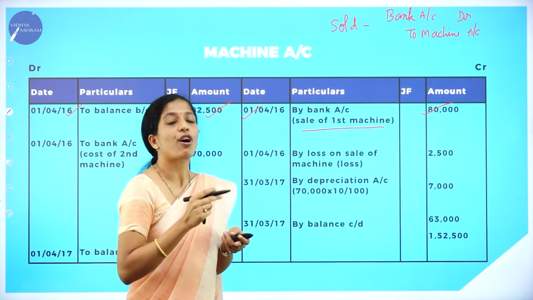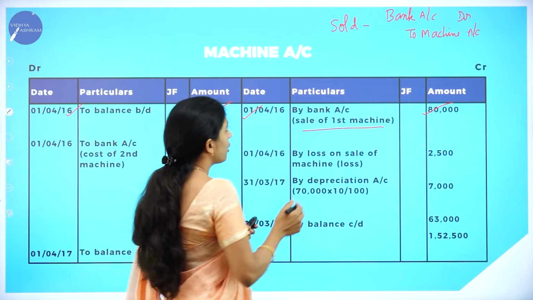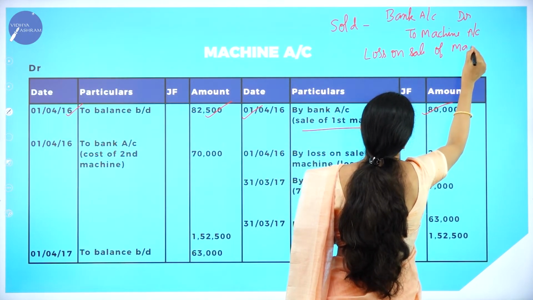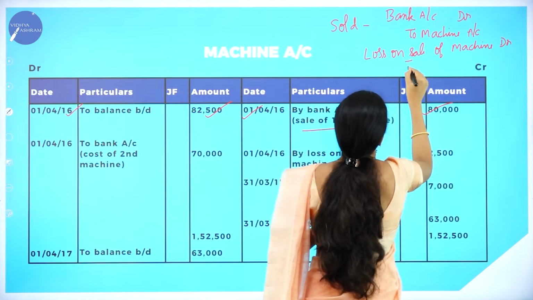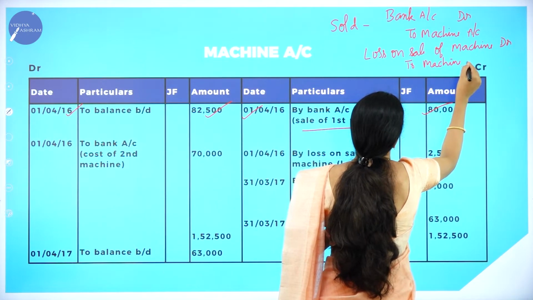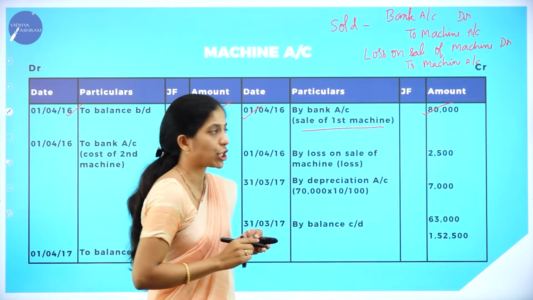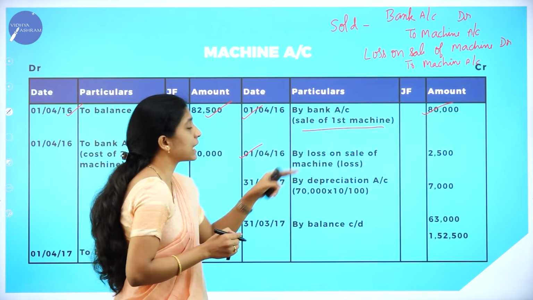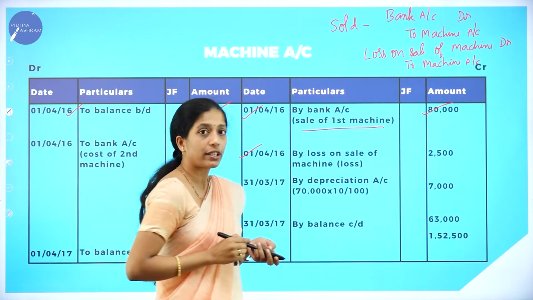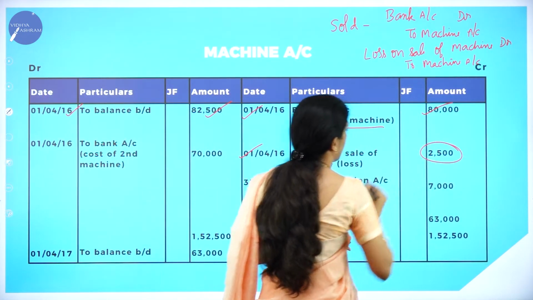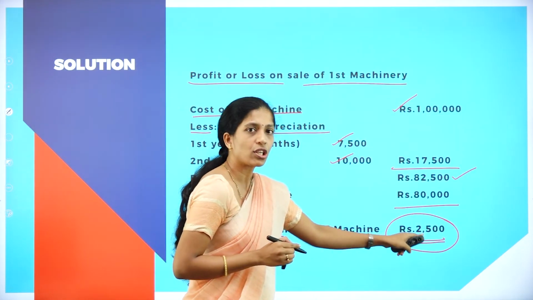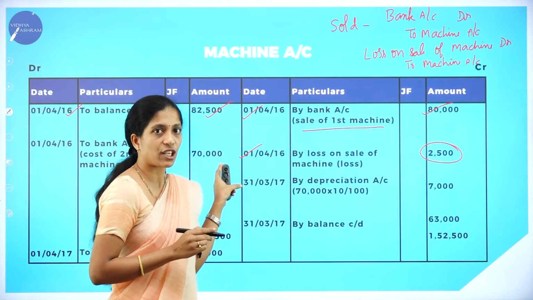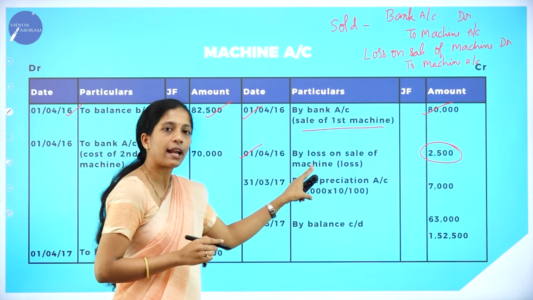Now we have to record the entry for profit or loss on sale of machine. Now in this problem it is loss. So what is the entry? Loss on sale of machine debited to machine account. Suppose it is profit, then machine account debit to profit on sale of machine. But in this problem, it is loss. Now we shall record the loss on the same day when it has been sold, 1/4/2016, by loss on sale of machine. Now what is the loss? We have already calculated. So our loss was how much? 2,500. So record that loss. Now we are done with the old machine, that is machine 1. So they have sold the machine and we have recorded the entry for loss also.